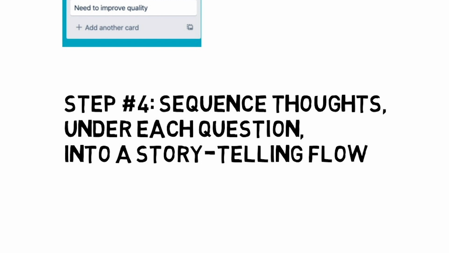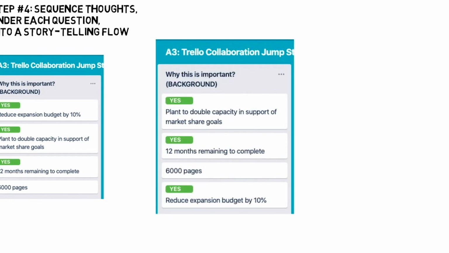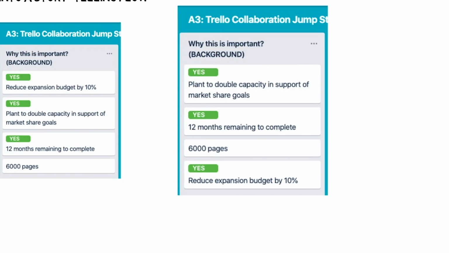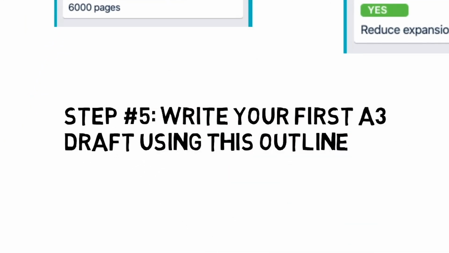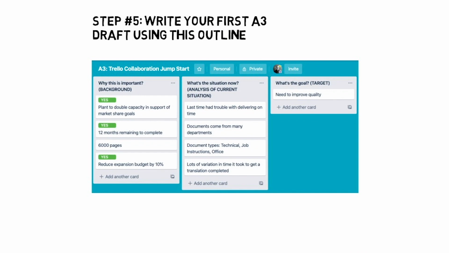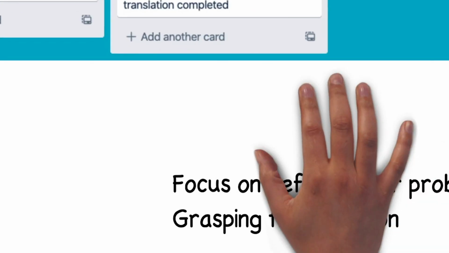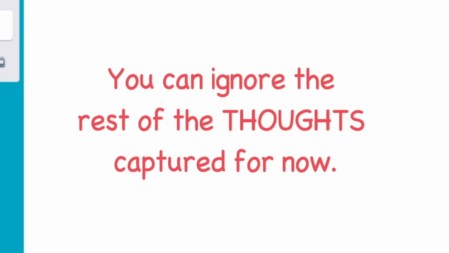Step 4. Sequence the thoughts within each question into a better storytelling flow. Do this for the background, analysis of current situation, and goal. Don't worry about the other sections. Step 5. Write your first draft using this outline. There's going to be missing information, the need to gather facts, but now you can create a plan to fill those gaps. At this point, your focus is on defining the problem through grasping the situation, so you will only need the first 3 A3 thinking questions for now.